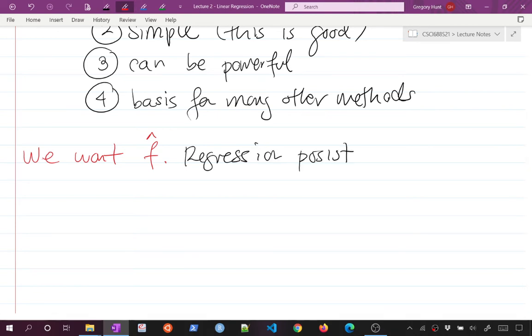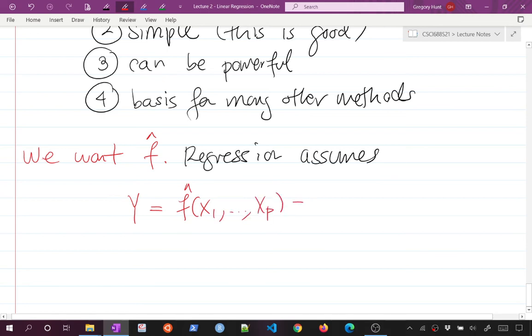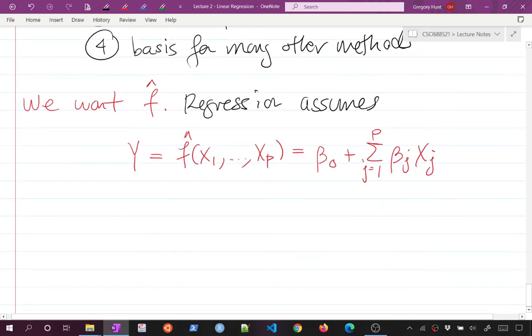We'll de-emphasize the probabilistic point a little bit, but regression assumes that y, which is f of my x's, is linearly related to my x's. So it's some beta naught plus some coefficients times my x's, and then I sum them up. So this is a linear relationship between the y and the x's.